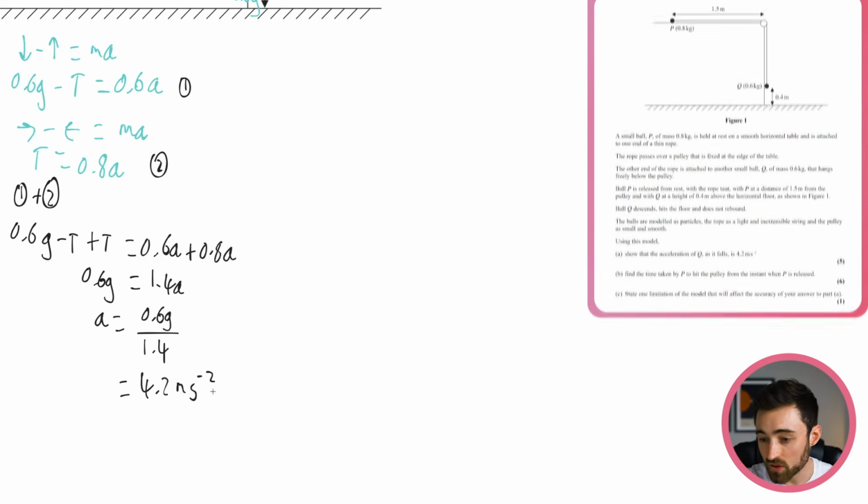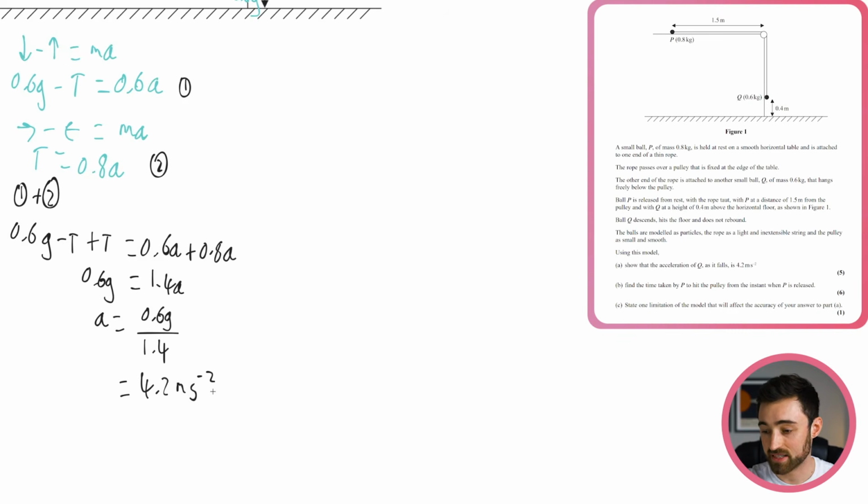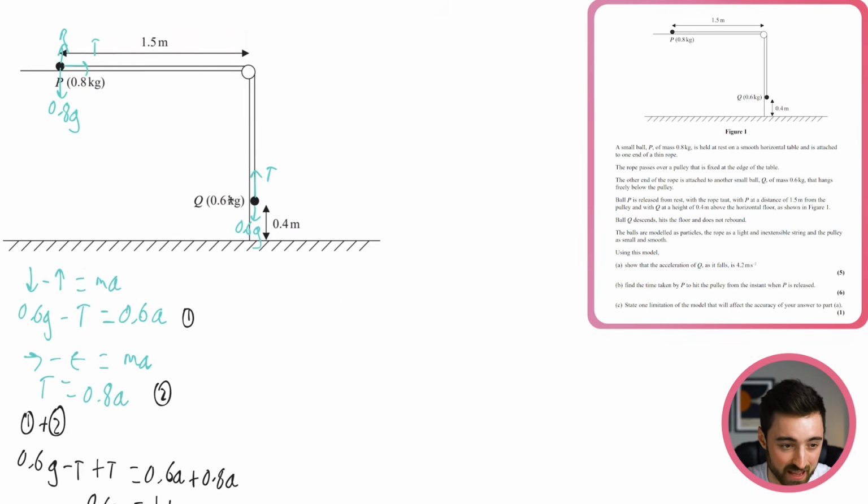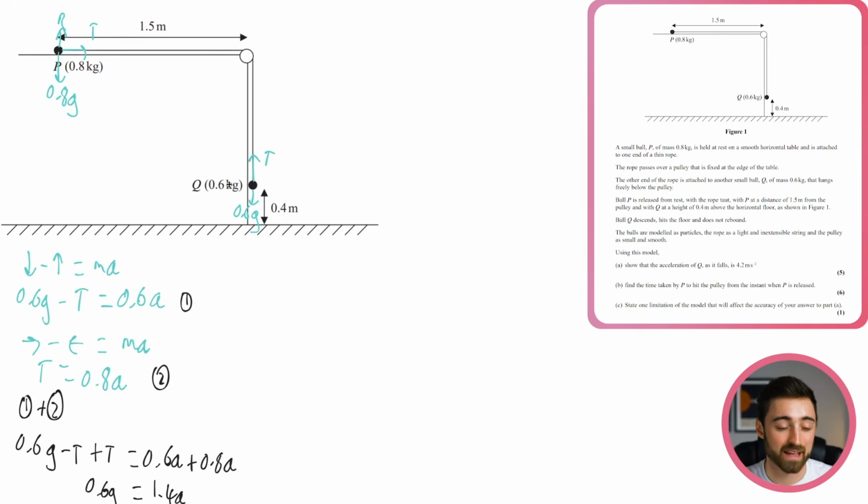Sick. Find the time taken by P to hit the pulley from the instant when P is released. There's going to be a bit popping off here. Let me tell you why. There's two sections of motion, right? The first section is Q going down by this 0.4, and then equally P moves with it, right? So when this happens, it goes 0.4 this way.